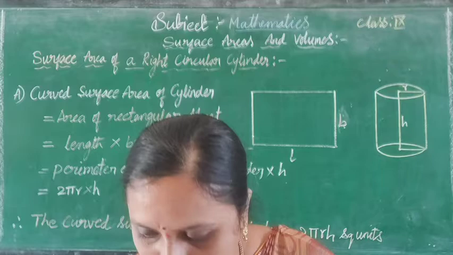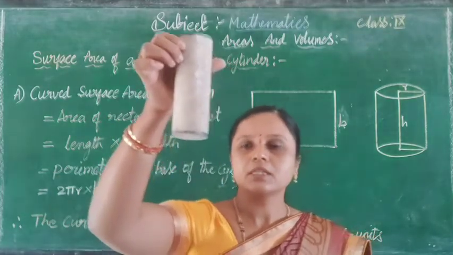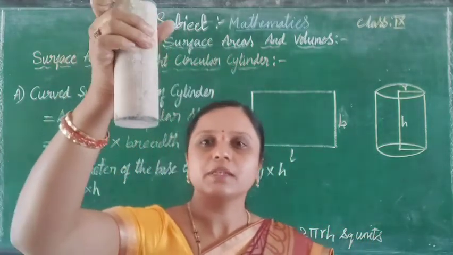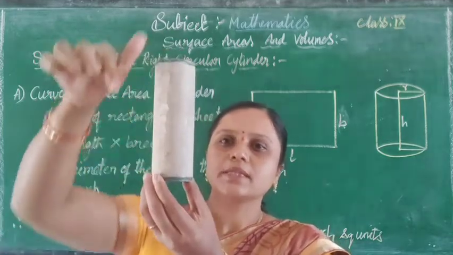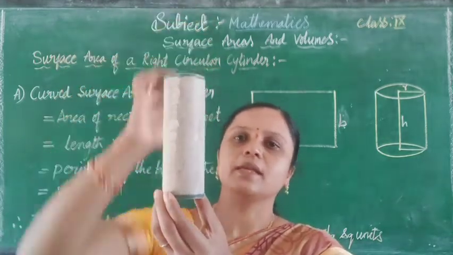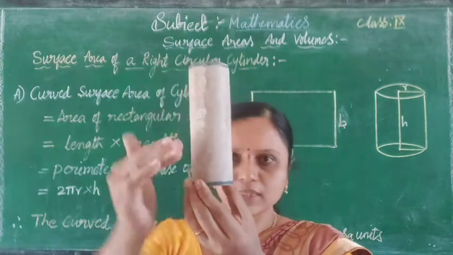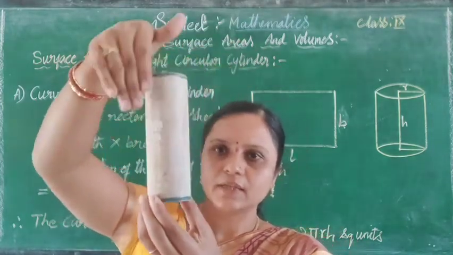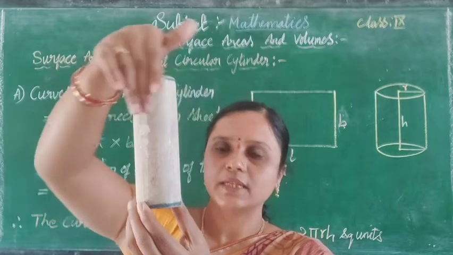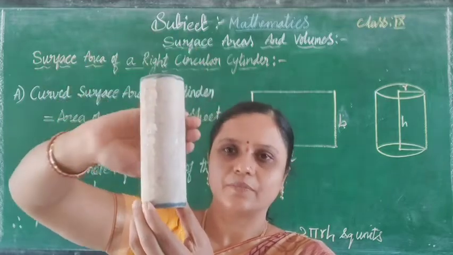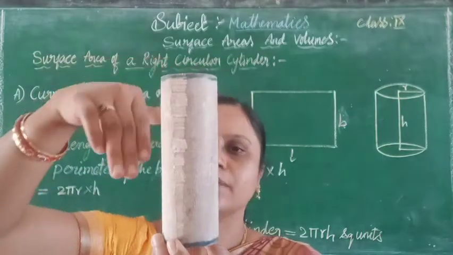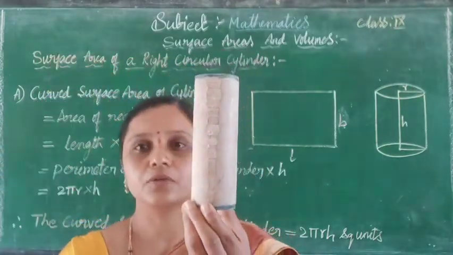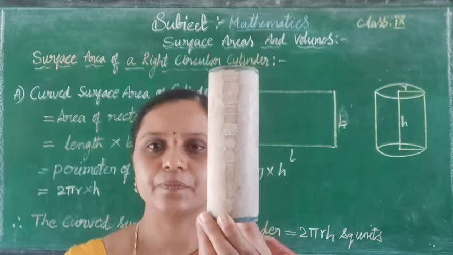You can see this object. It is in the shape of a cylinder. Suppose I want to find this area. How to find this area? You can see this surface looks curved, so it is called the curved surface area. Suppose I want to paint this curved surface area. What formula do we use to find the area?